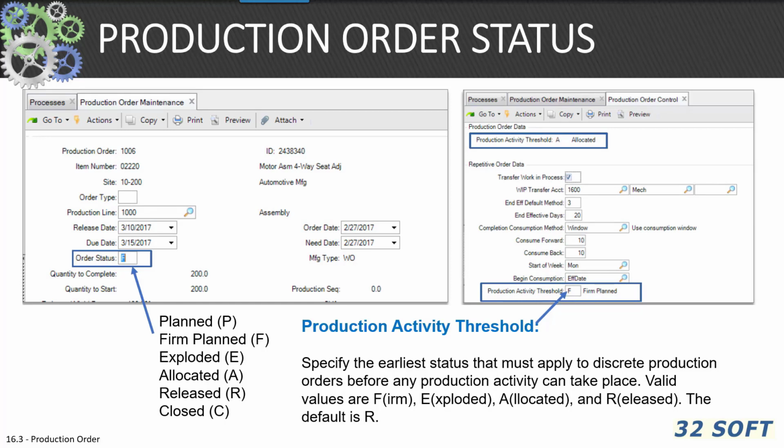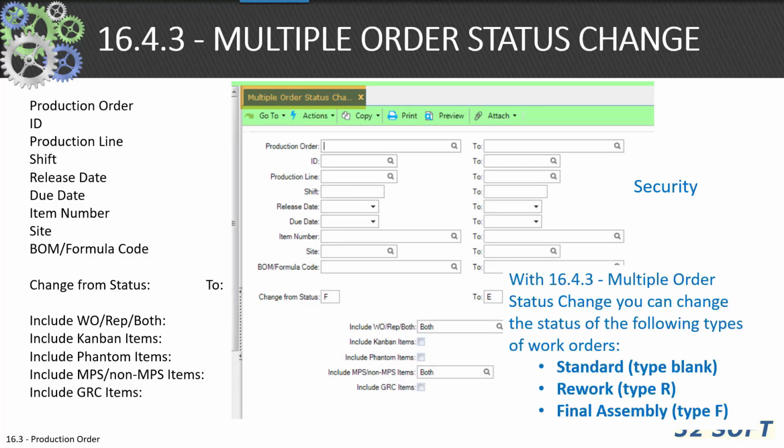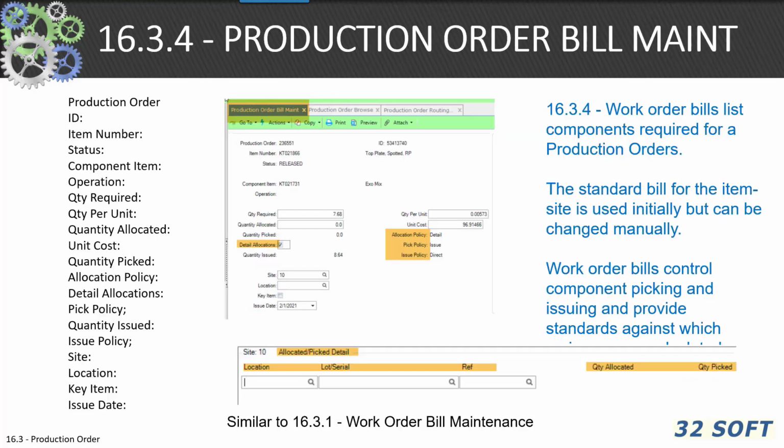We've got planned, firmed, exploded, allocated, released, and closed. If you notice, there is no batch status anymore. With the new functionality, it was determined that that is not required any longer, so the batch status code is gone. You can also change status codes for multiple orders. You should obviously put security on this, and if you've got a standard work order or final assembly, you can do this mass change to status codes.